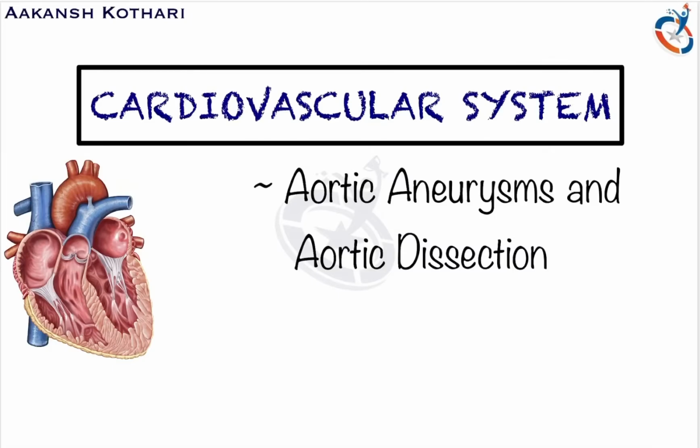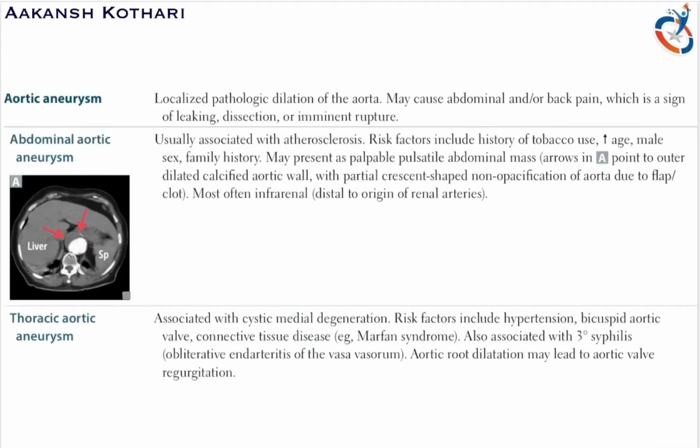In this module, we will talk about aortic aneurysms and aortic dissection. Okay, now let us start with aortic aneurysm. Aortic aneurysm is basically a balloon-like dilatation of the aorta. Is this clear? It is a localized pathologic dilatation.